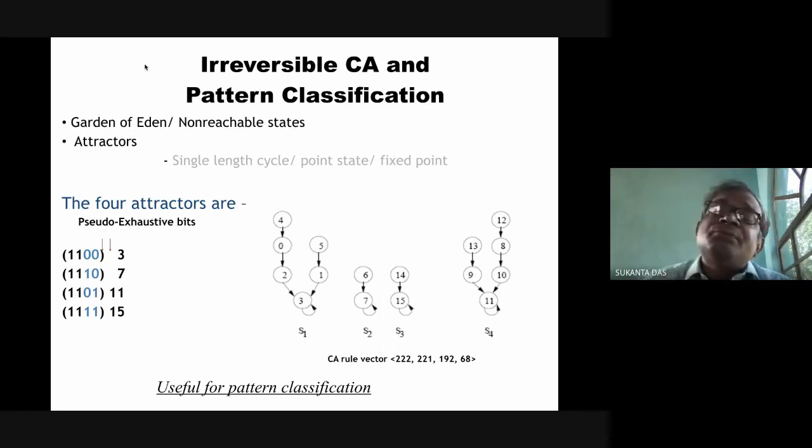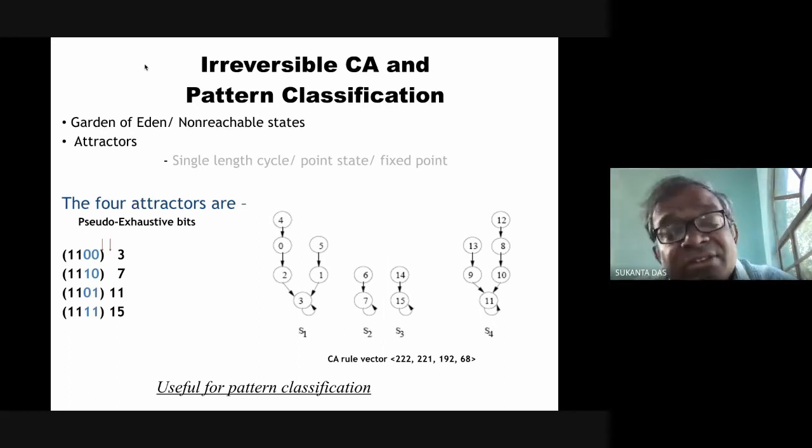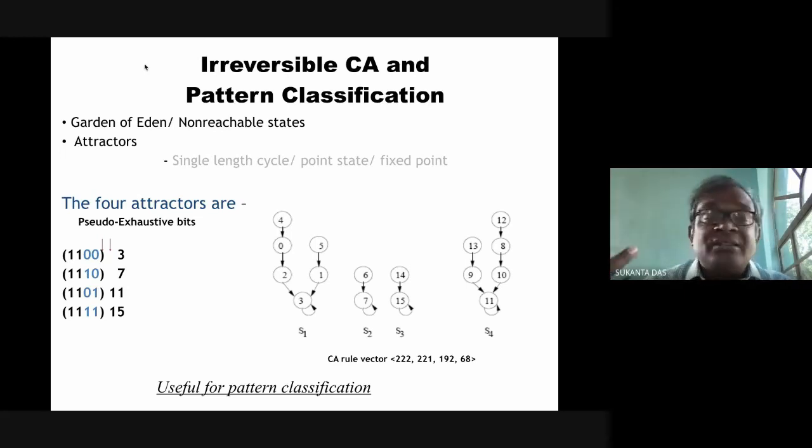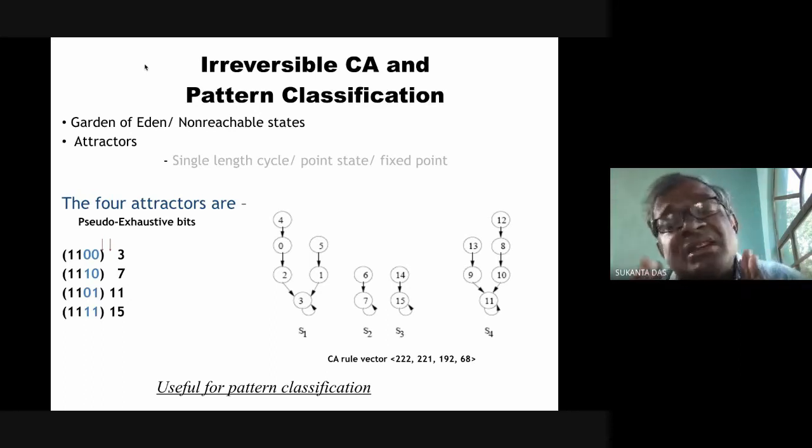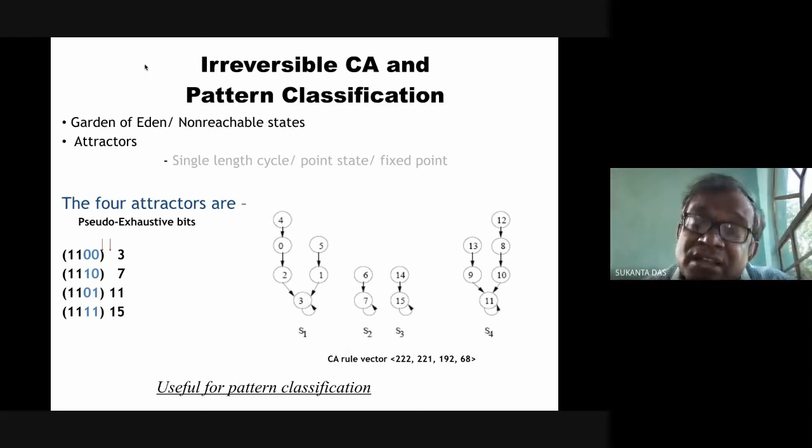Similarly, if you give input as 12, 12 will go to attractor number 11, which is of class 2, based on my old design. So if 12 is there, then by running the CA, I can claim that, okay, 12 is of class 2. So therefore, if you have this kind of structure, then you can classify the patterns as a natural classifier, and then after the classification, you can recognize the incoming patterns.